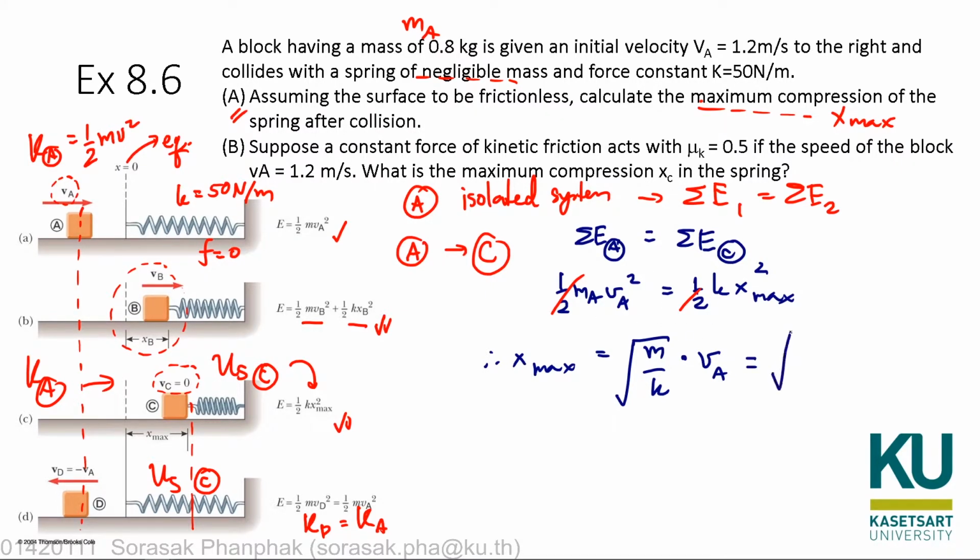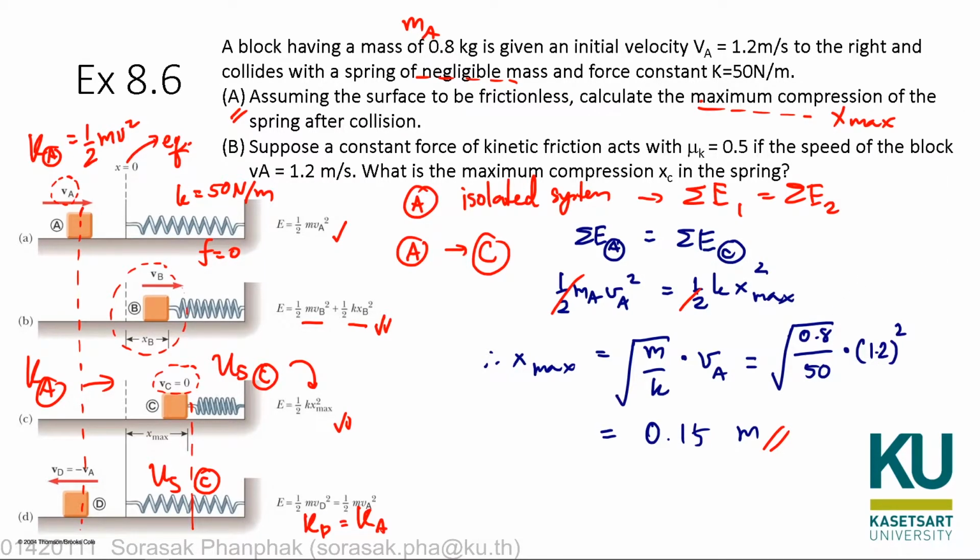So now you substitute all the information you know: the mass of this one is 0.8, the K is 50, and V is 1.2 squared. So now you get the maximum compression in this case equal to 0.15 meters. This is the maximum compression.